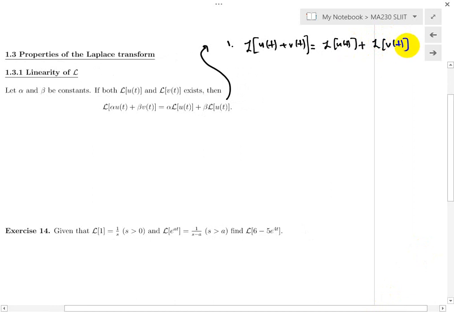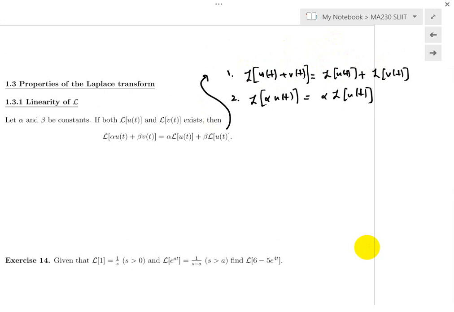Okay, and so this is a special case when you select alpha and beta to be 1, and if you select beta to be 0, you get the scaling property. So if you multiply u of t by alpha, any real number, and do the Laplace transform, you can take this alpha out of the Laplace transform of u of t. Okay, so these are the two things we are saying.